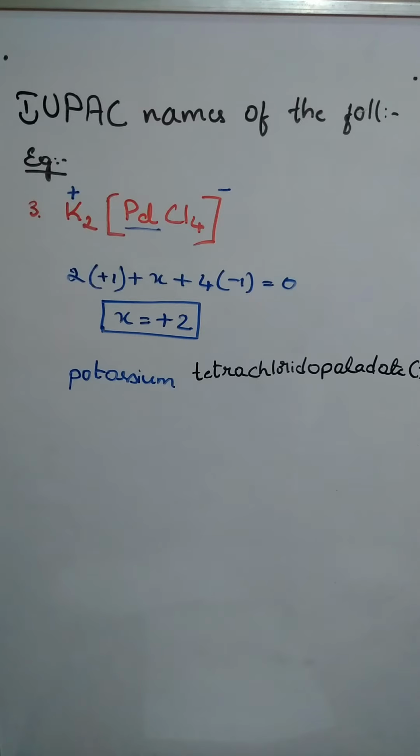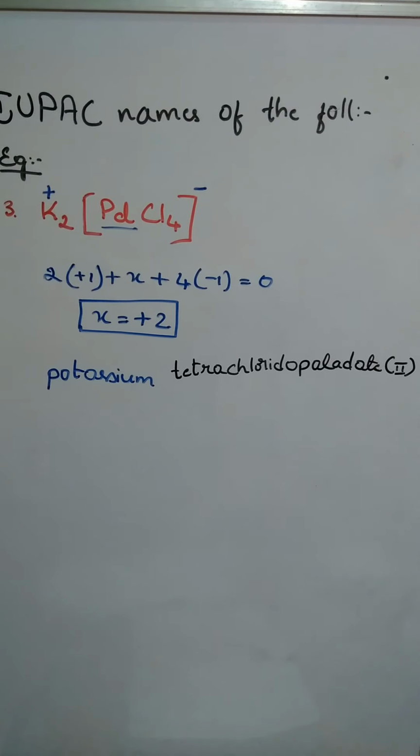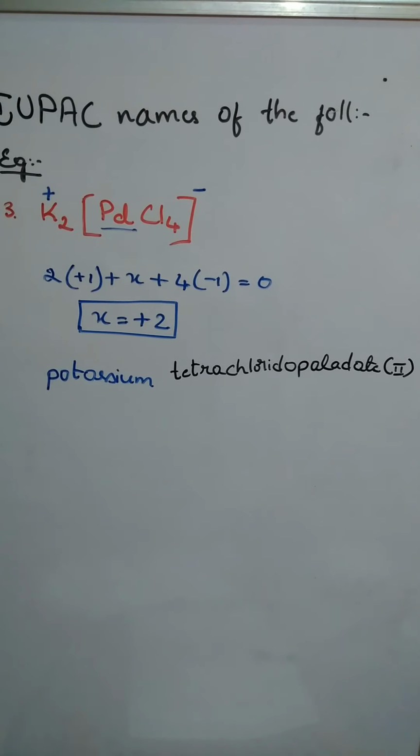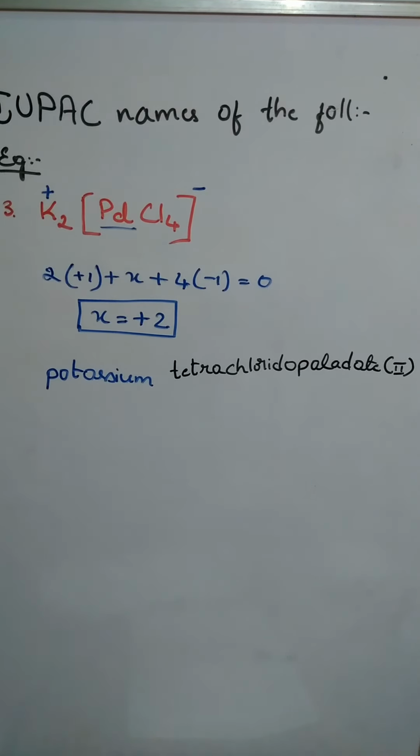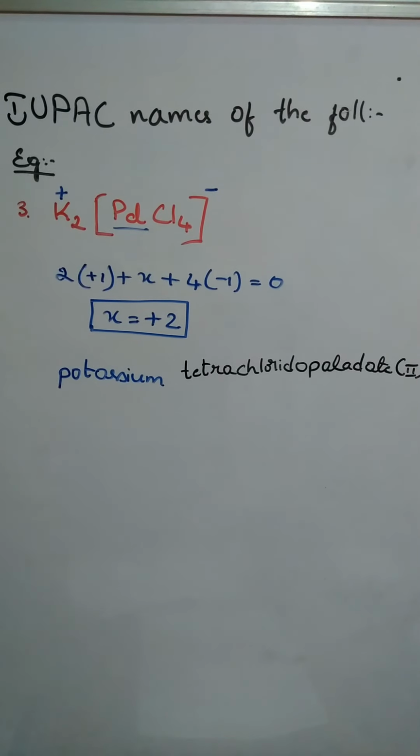So the name becomes potassium tetrachlorido palladate 2. This is the name of this particular complex. I'll repeat once again. Potassium, space, a small gap only, not leaving some 5 centimeter gap there. In between, a very small gap has to be given, that's it. So potassium, space, tetrachlorido palladate 2. Next we'll move on to the fourth example.